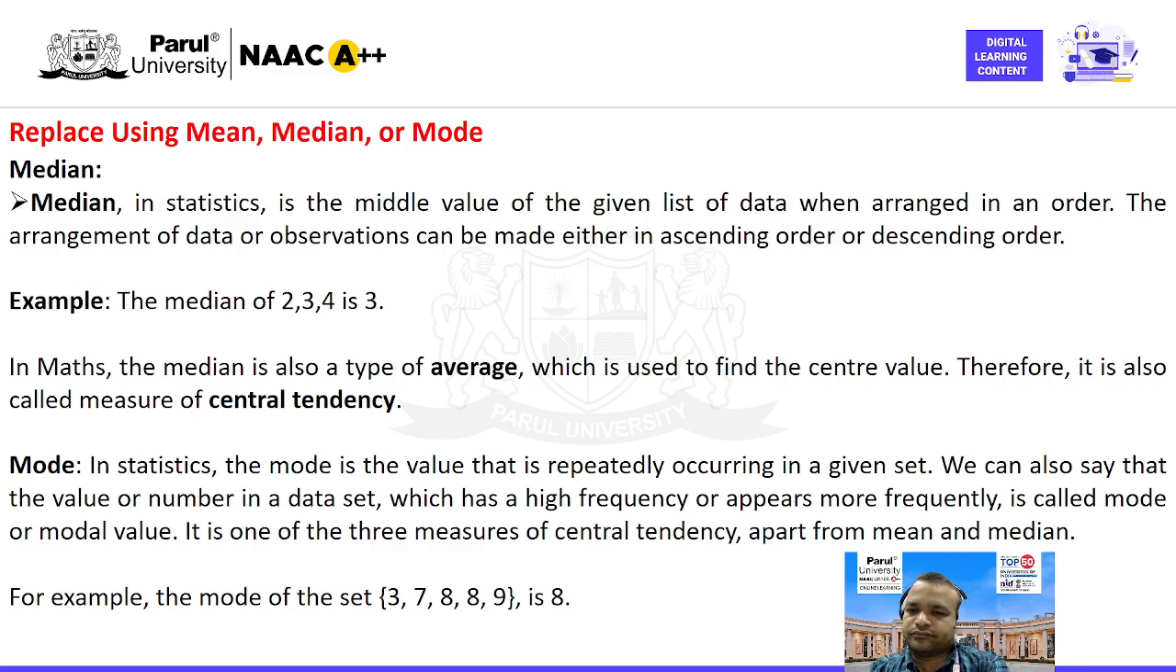Like you have three values, 2, 3, and 4. So what is actually the median of these data? I already said, the middle value of the given list of data. So the middle value is 3 here. If you arrange these data in descending order, you can say 4, 3, 2. In that case also you will get the median as 3.